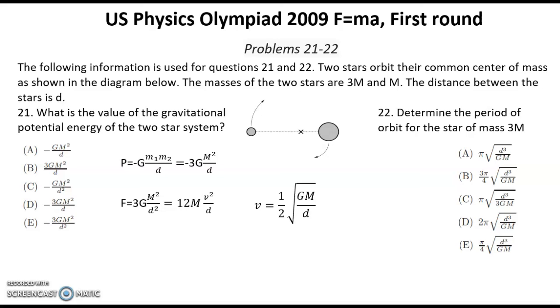And now to find the period, we just need to use this formula. Period equals 2πr over v, where r is the radius of orbit. In our case it's 1/4 d, and v is already counted. So finally we have this result, which is correct answer A.